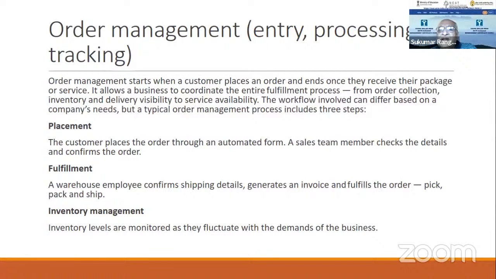Now, all these have been standardized, and even small startups today are able to join the entire process of this order management. Inventory levels are monitored as they fluctuate with the demands of the business. Like in food delivery, it tells you that these items are not available. Your thing is closed at this particular point, so you no longer order. When you order, you are sure that you are getting that item.